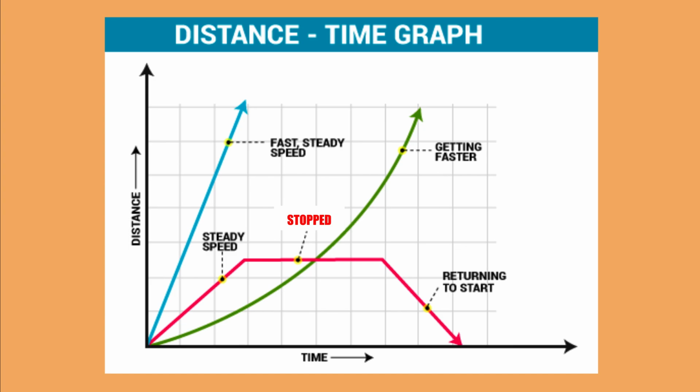Now, as in the middle here, if we see the line going straight across, a very flat line, that means that that object has stopped, meaning time is passing by, but that object is no longer moving up or down, meaning further away or closer. It's staying in one position while time is going by.